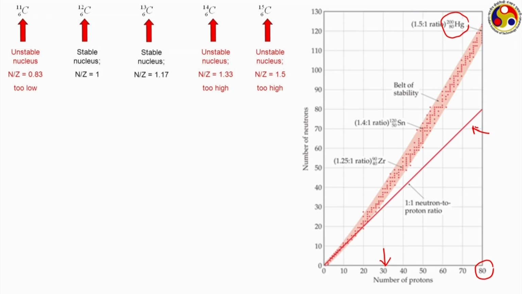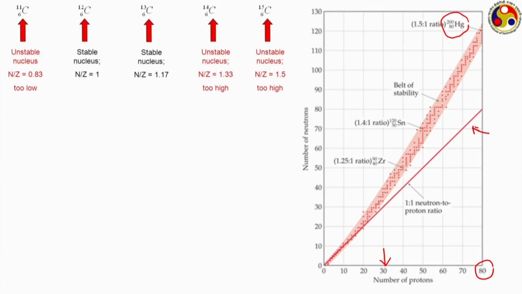That is also stable. That means, as the atomic number keeps on increasing, the N by Z ratio corresponding to the stable nucleus also keeps on increasing and reaches around 1.5 for such heavy nuclei.